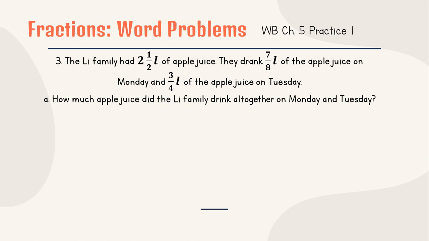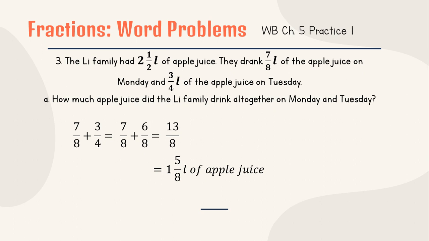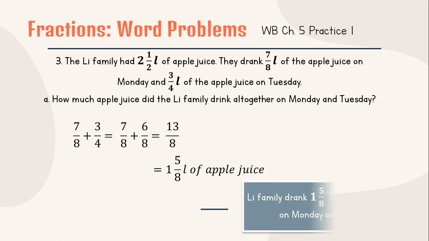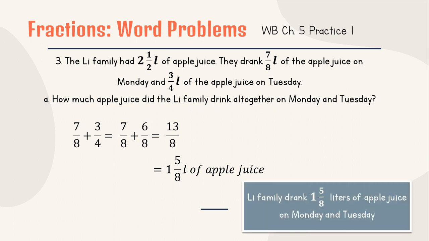Oh my god, it is so easy. Because we have this word altogether. Altogether, it means what? It means addition. So that's it. It will be 13 per 8. But is that the simplest? No. Make it into the simplest. 5 per 8 of a liter of apple juice. So the Lee family drank 5 per 8 liter of apple juice on Monday and Tuesday. It's kind of easier, right?